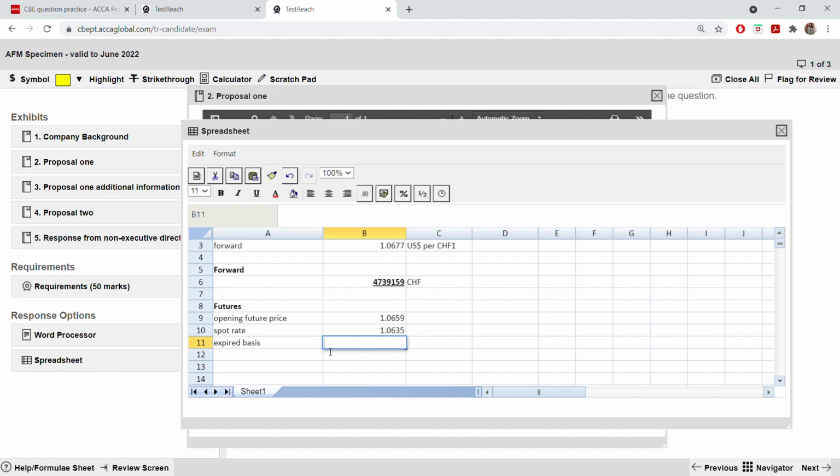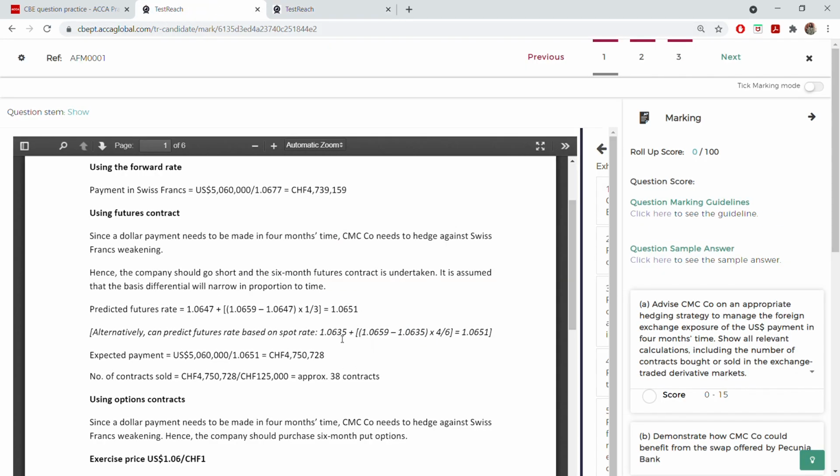Okay, just leave it. So now if you want to find the closing future price, you have to put the equal sign. Okay, the formula is, this is the formula that we are following. Not this one. This one, if you want, you can try. But the amount you are getting is the same if you see, 1.0651, 1.0651 under both methods.